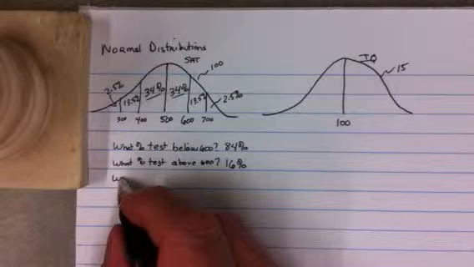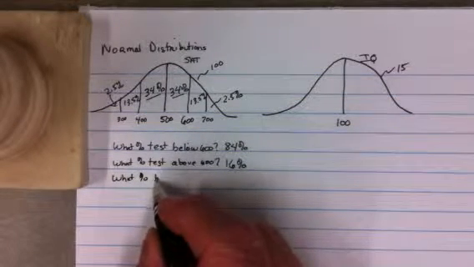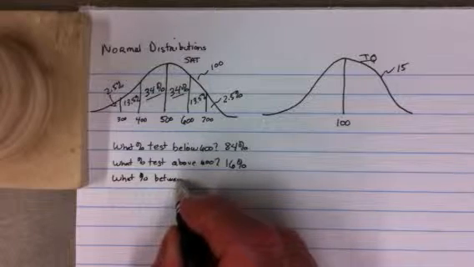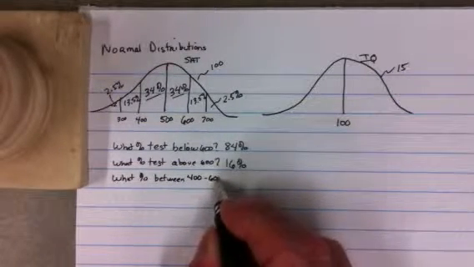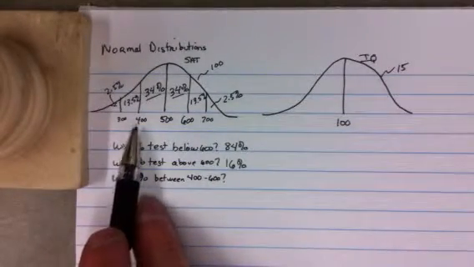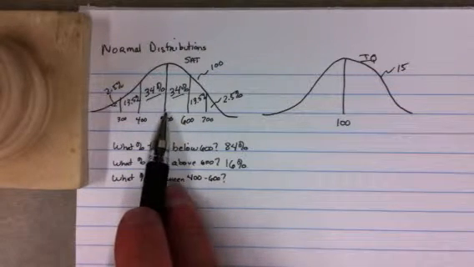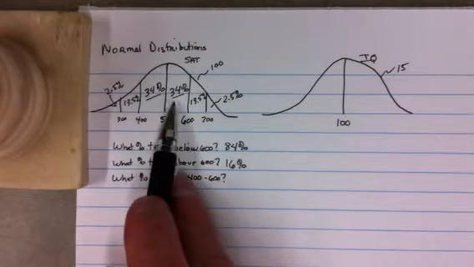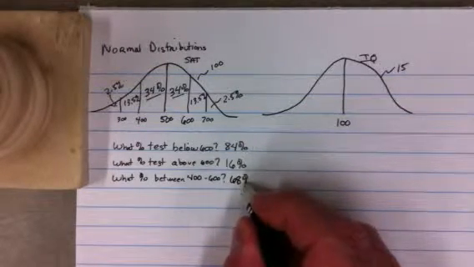You can ask other questions. What percent would you estimate test between 400 and 600? Well, again, we start at 400, and there's 34% here, and then from 500 to 600 is another 34%. So we can actually add these two together and get 68%.